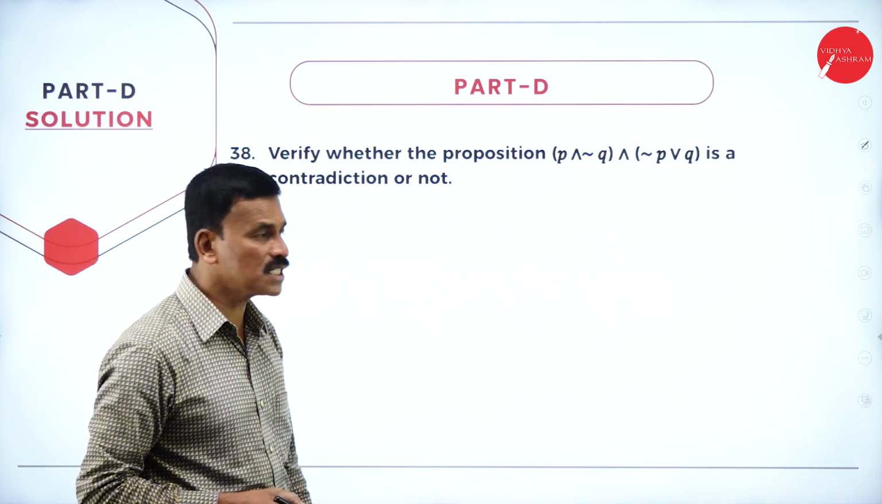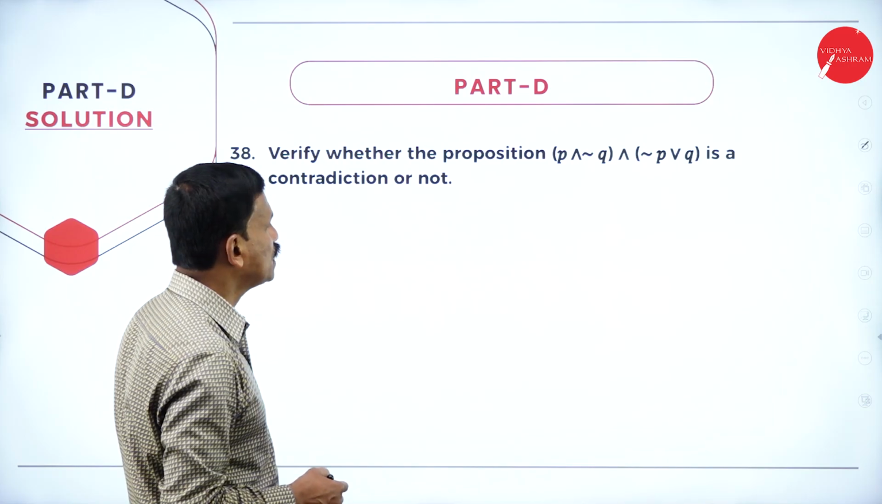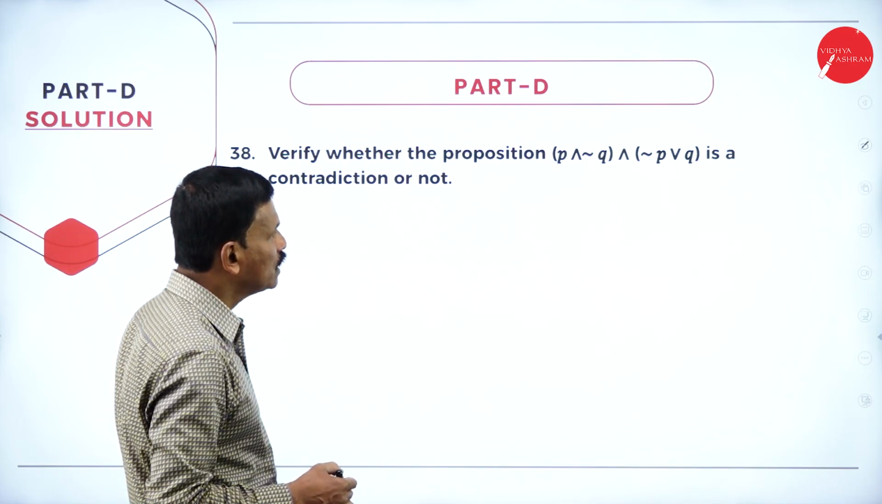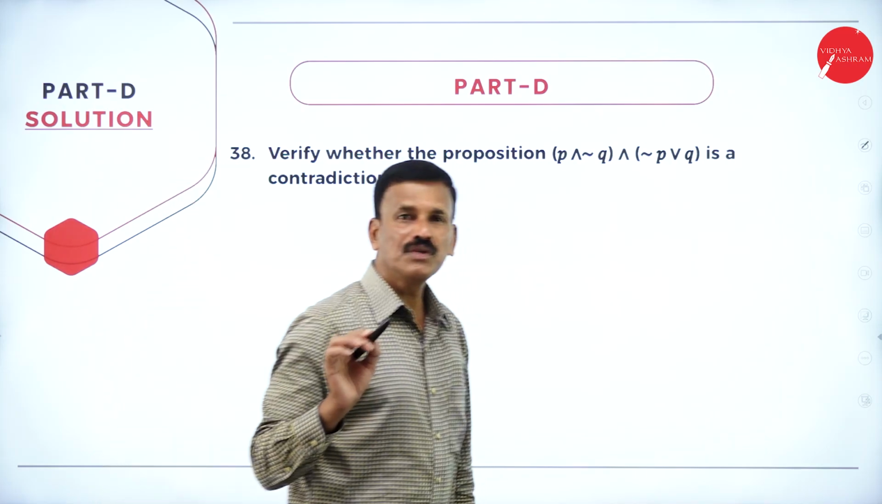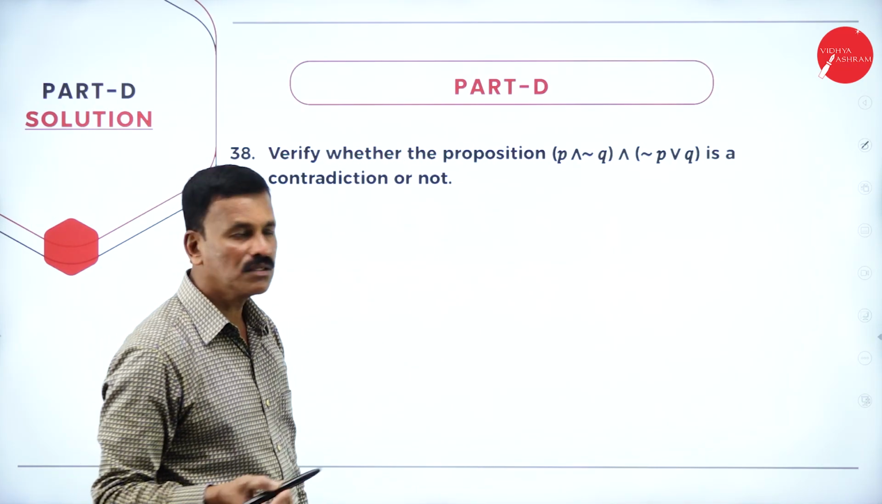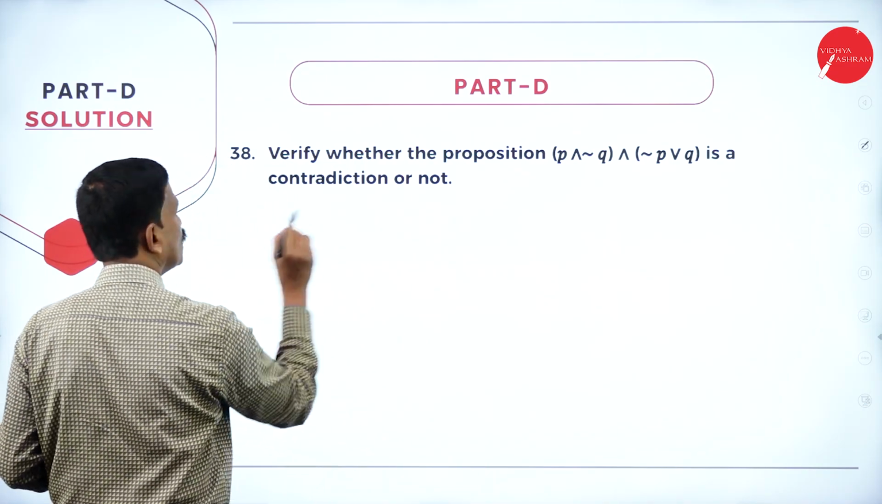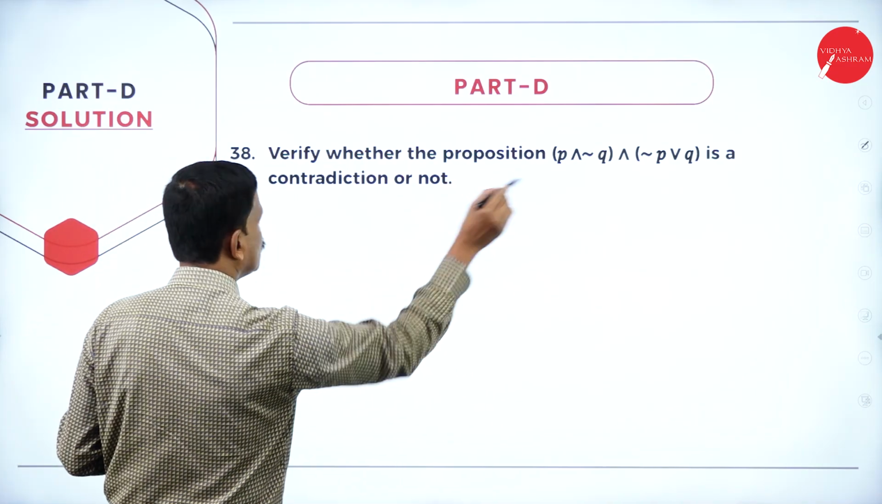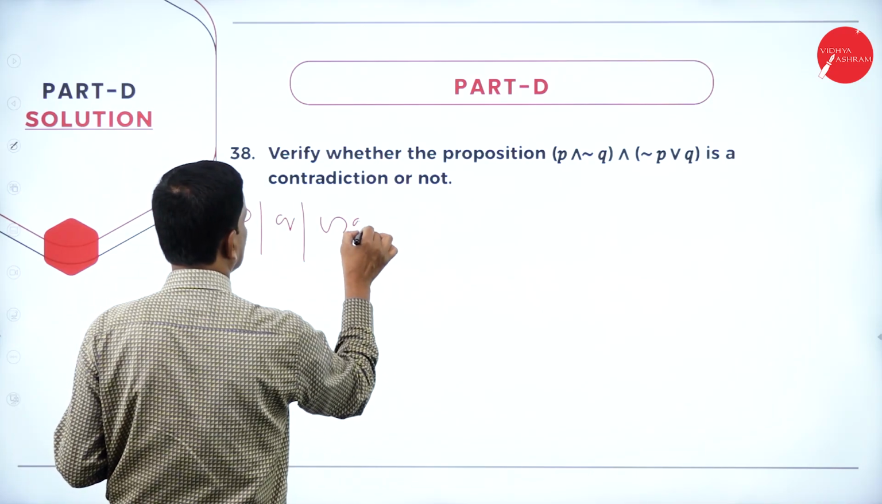This is a very simple and easy problem from mathematical logic. Verify whether the proposition P conjunction negation Q conjunction negation P disjunction Q is a contradiction or not. So, let us write the truth table for this. What is given? P conjunction negation Q. Write P, then Q, then negation of Q.